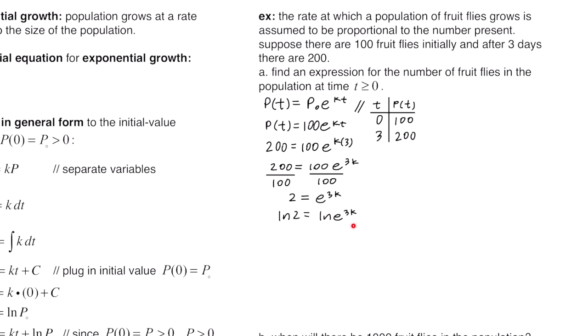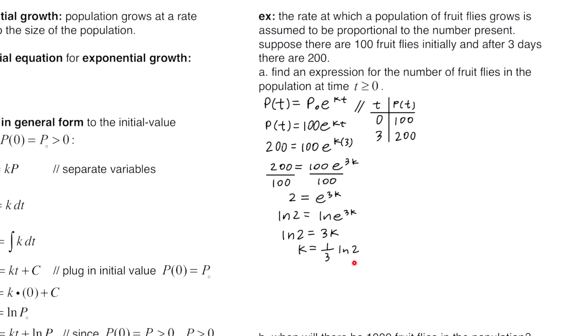Anytime you have an expression of this form, ln of e to a power, this is just equal to that power. So again, this just becomes 3k. And then last step, we're going to divide both sides by 3, which is the same as multiplying by 1/3. So we get that k equals 1/3 natural log of 2.